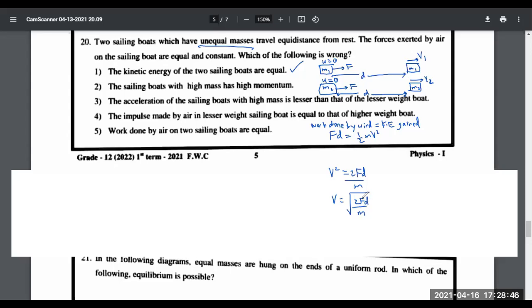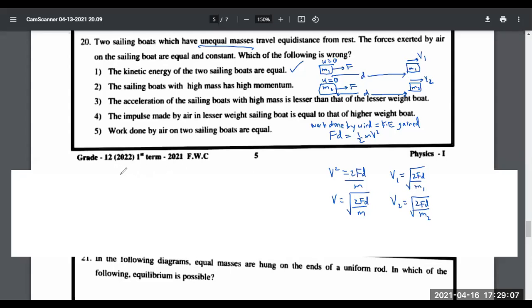Right. Okay. So now tell me, what is going to be v1? v1 is going to be equal to the square root of 2fd over m1. v2 is going to be equal to the square root of 2fd over m2. I use this equation commonly for both the objects. For both, m is different. So v will be this.